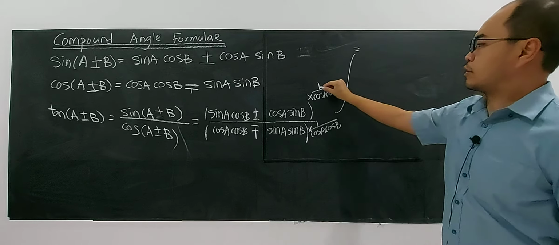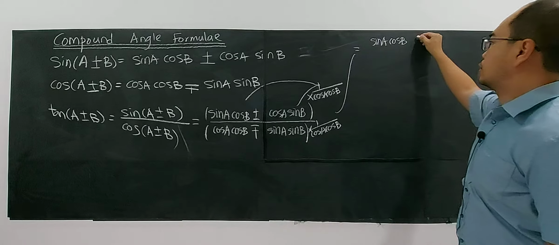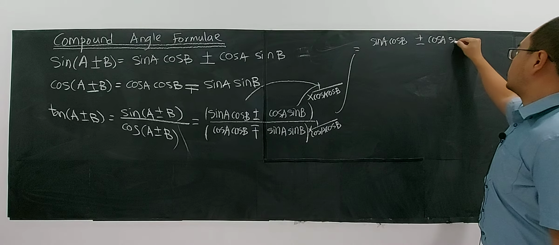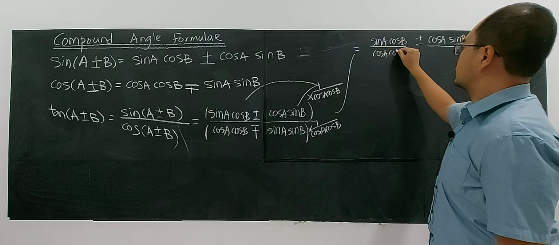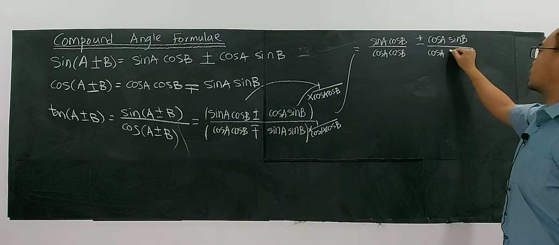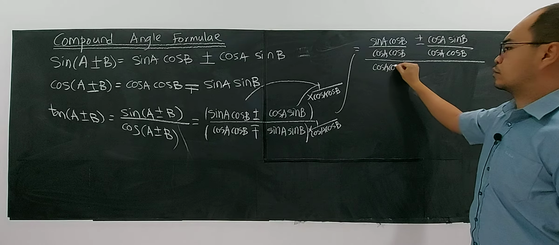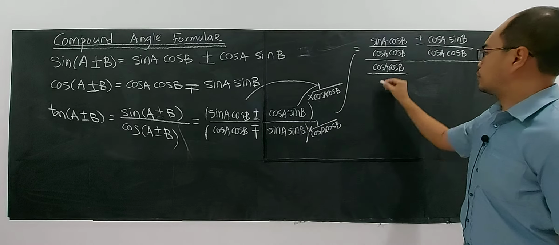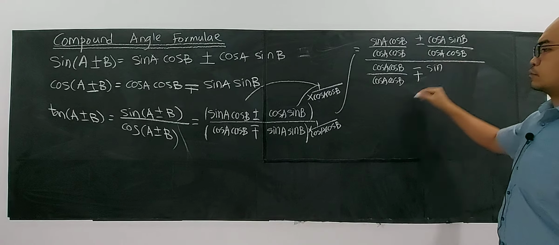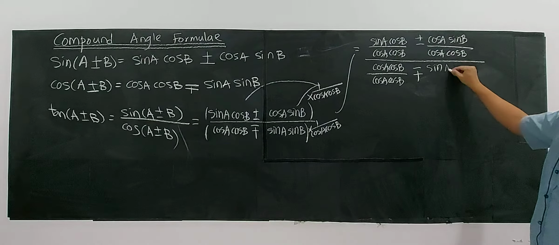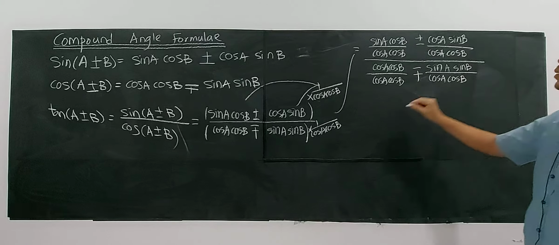You can see that you can expand this inside here. You will have sine A cos B plus minus cos A sine B, everything divided by cos A cos B, over cos A cos B divided by cos A cos B, negative positive sine A sine B divided by cos A cos B, right?